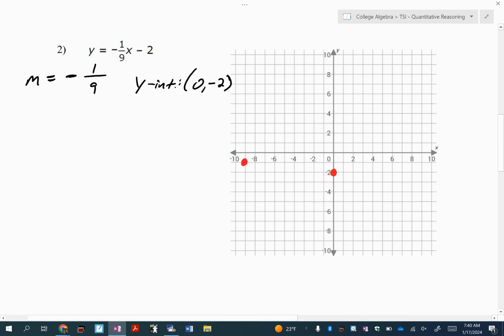Now, I actually can't go any farther in that direction, right? If I went up 1, left another 9, I'd be off the grid. But I can go down 1 and right 9 to plot another point. All right, and that is graphing one with a negative slope.